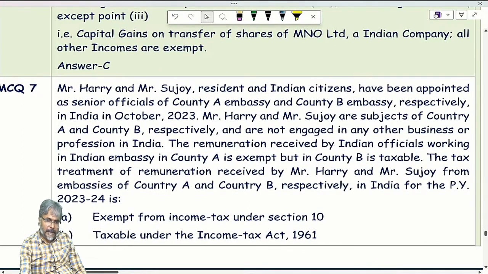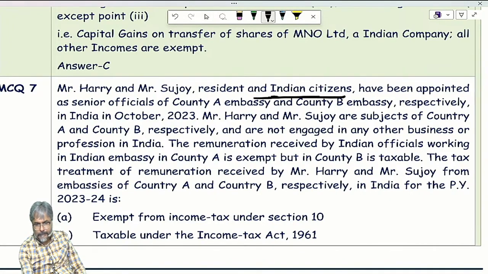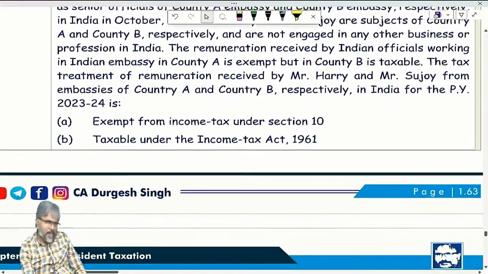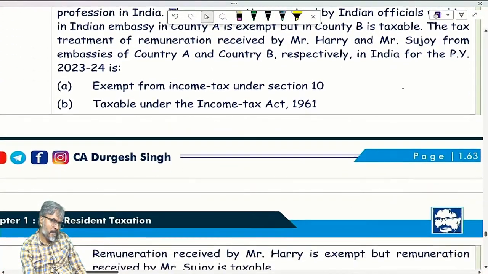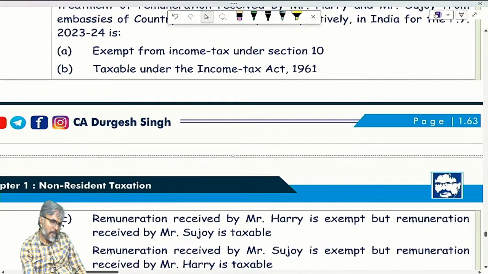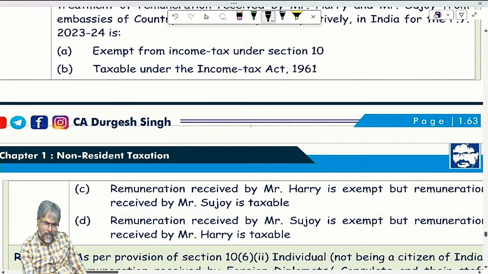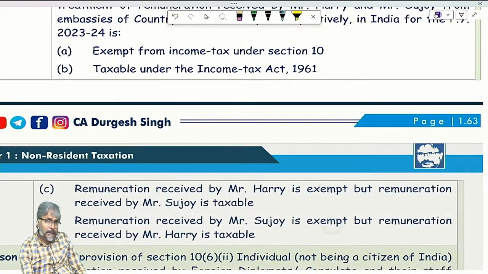Because the citizen of India is a game, no? Here, both are Indian citizens. But because double taxation is there in this case.